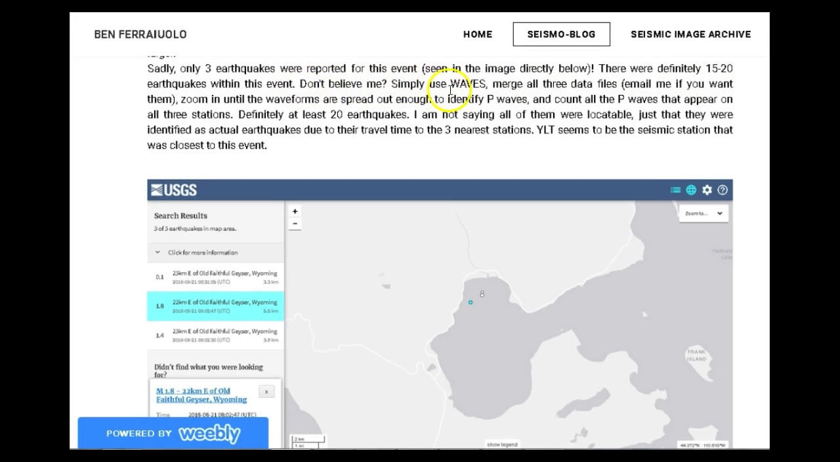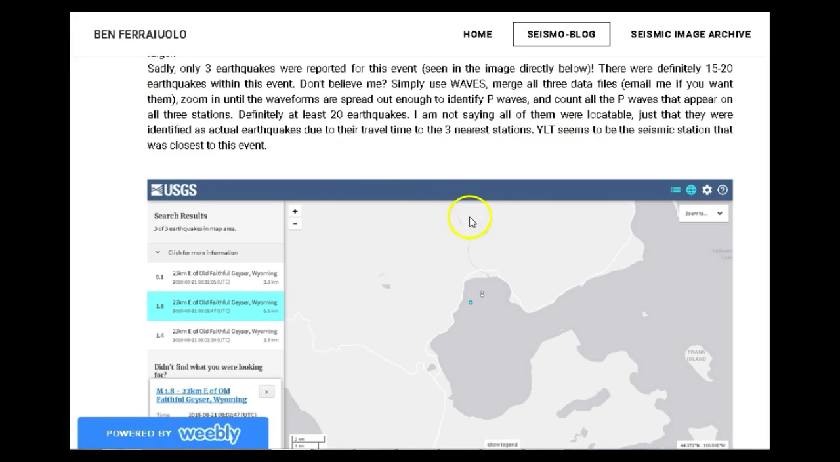Don't believe me? Simply use waves, merge all 3 data files, email me if you want them, zoom in until the waveforms are spread out enough to identify P waves, and count all the P waves that appear on all 3 stations. Definitely at least 15 to 20 earthquakes. I am not saying all of them were locatable, just that they were identified as actual earthquakes due to their travel time to the 3 nearest stations.